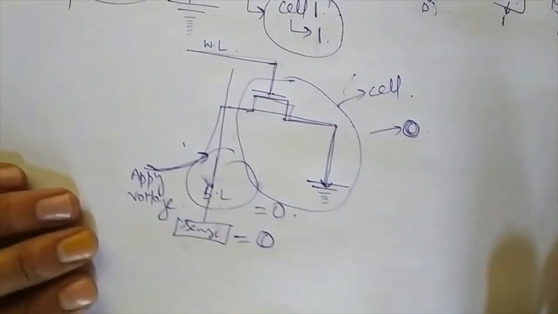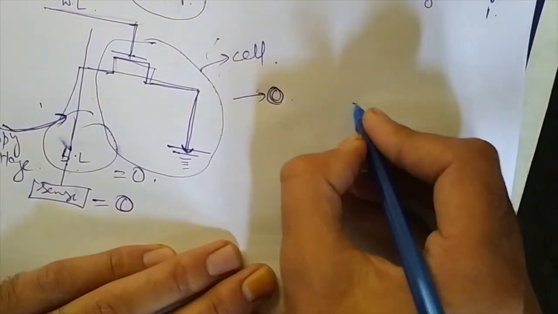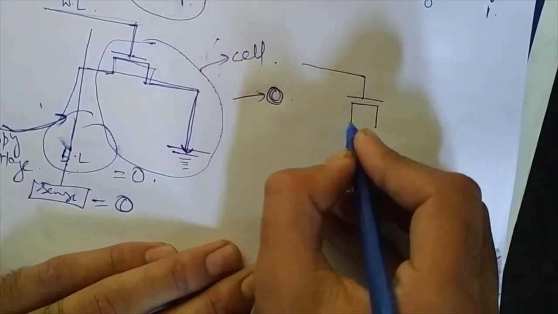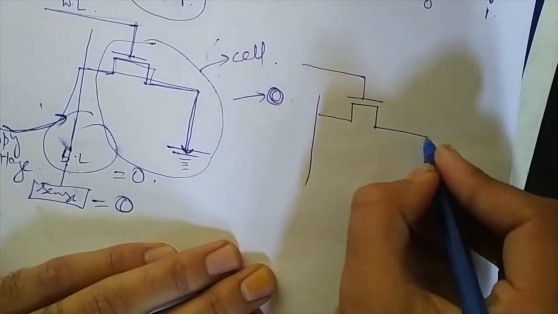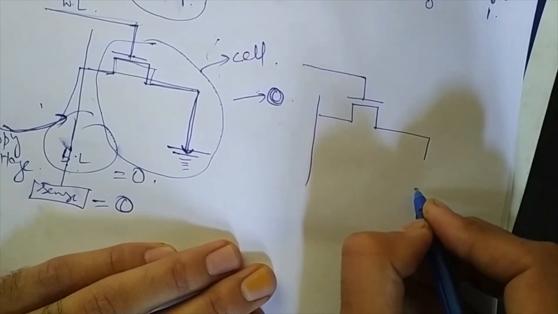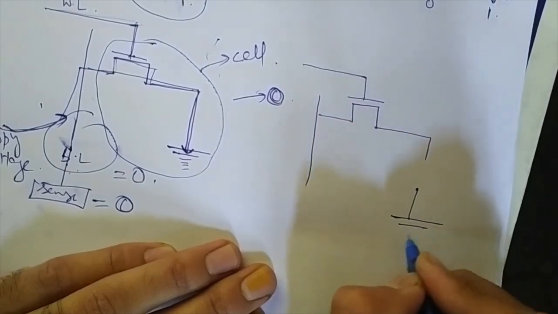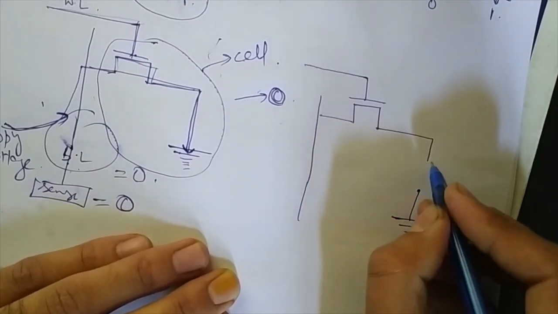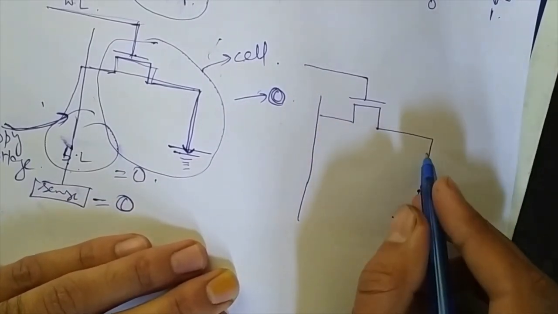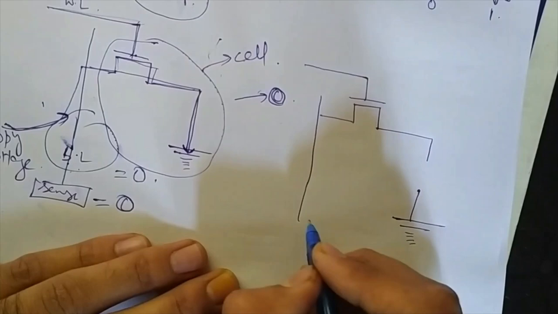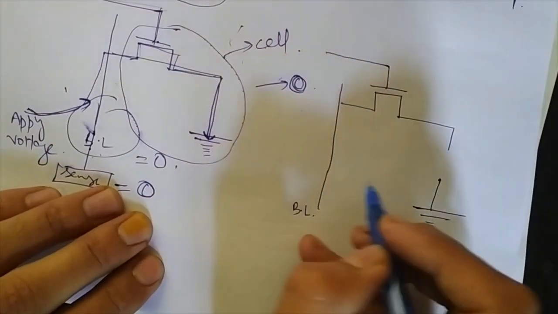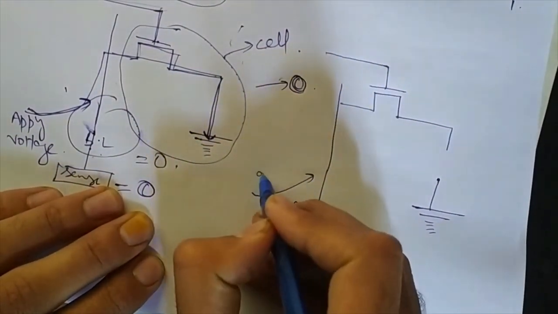Okay. Likewise, we have cell 1. For example, the cell 1 will be like this. This will be an open circuit. No connection is there from this point to this point. And this is our bit line. Let's see what this type of cell stores. So we will apply voltage.